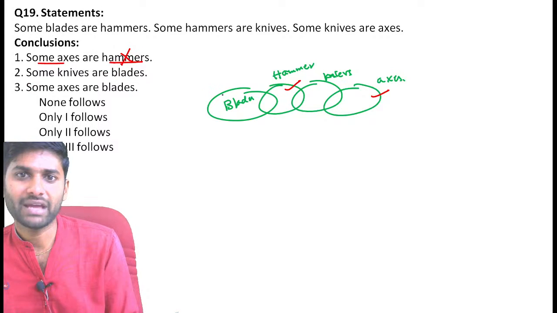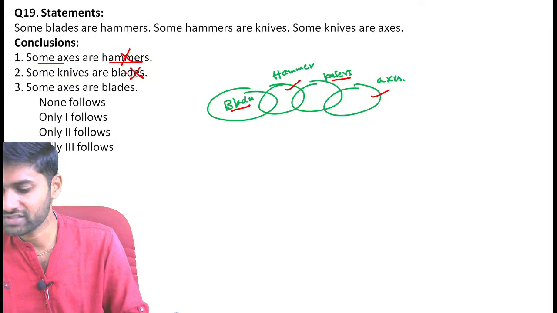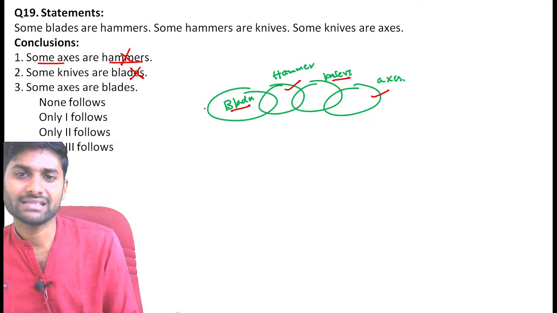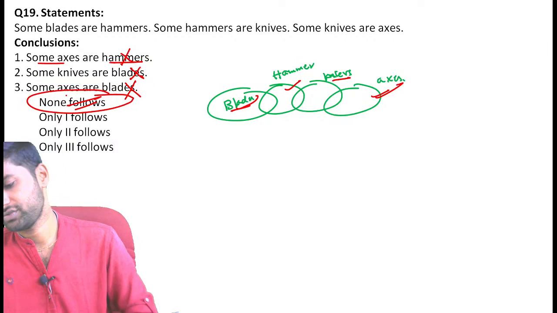Next one. Some knives are blades, guys. So this is the knives and this is the blades. No direct relation, eliminated. That also does not follow. For the second one, some axes are blades. This is the axes and this is the blades. There is no direct connectivity. Wrong. Then you can choose your answer: none follows. Very good, man.